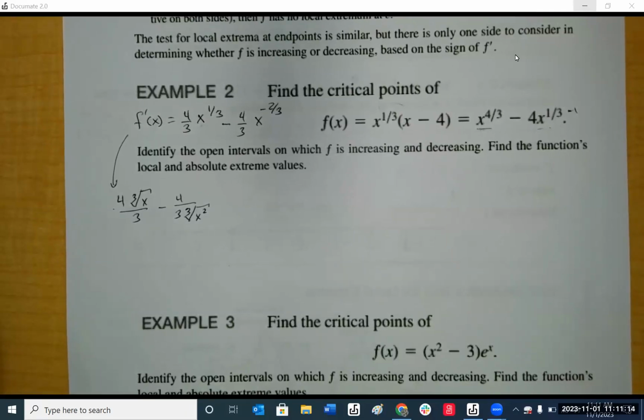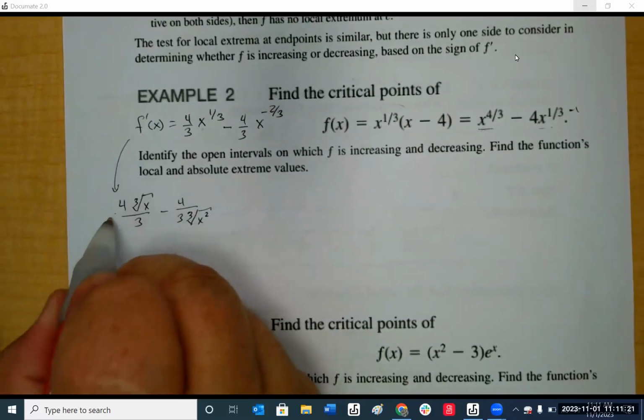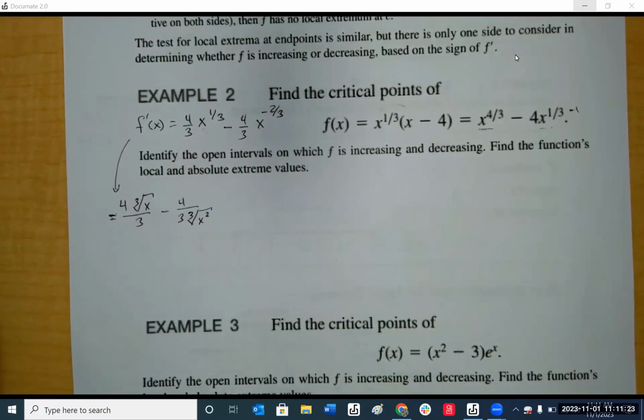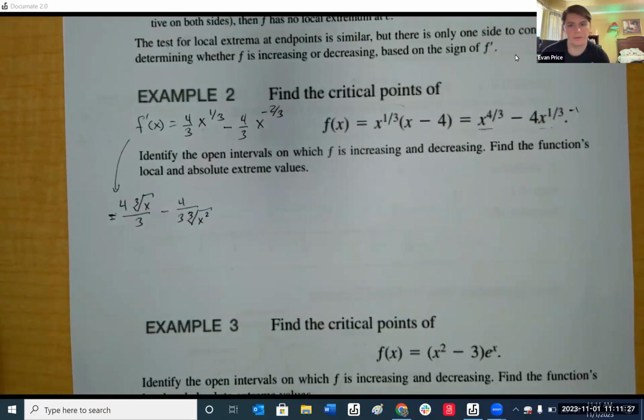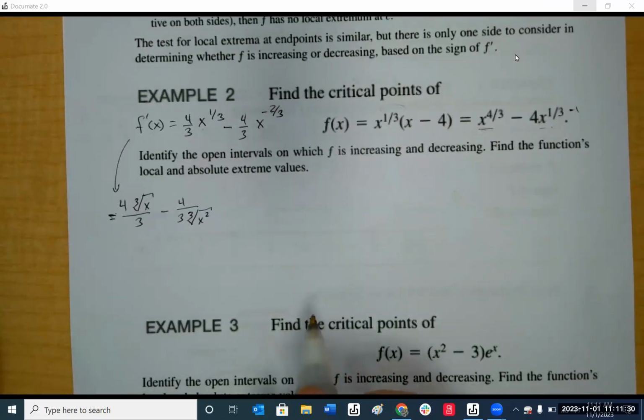So what do we have to do next? We have to simplify that equation, but how? You have to get common denominators. Okay, we could do that.